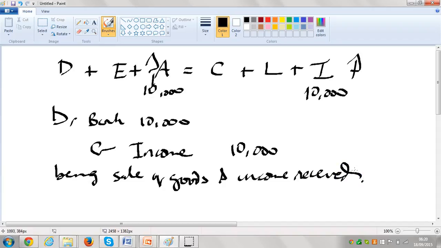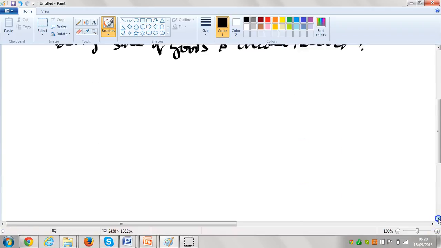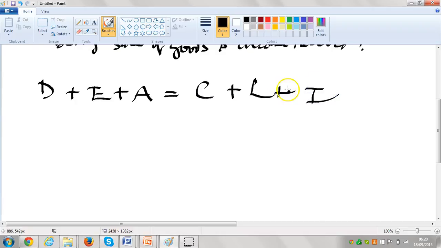Let's look at the second situation where we actually sell the product, but we don't receive the money. Here we've debited bank, because we've received the money, and of course we've made a sale. Let's look at the situation where we sell the product and don't receive the money. So let's write that out again. D plus E plus A is equal to C plus L plus I. We sell some goods for 15,000, but we don't receive the money. The customer tells us that he will pay us later.